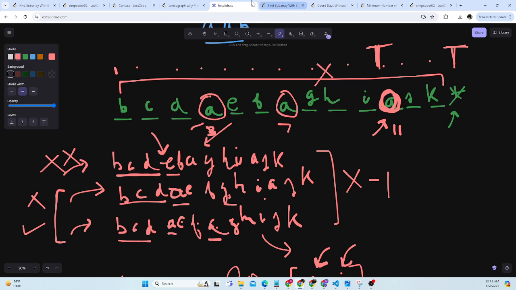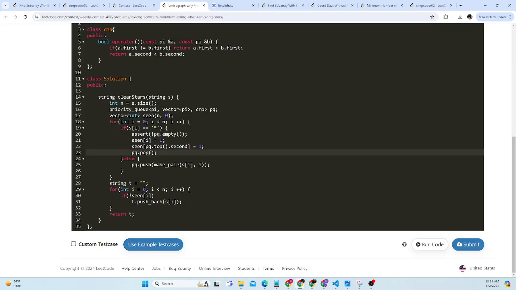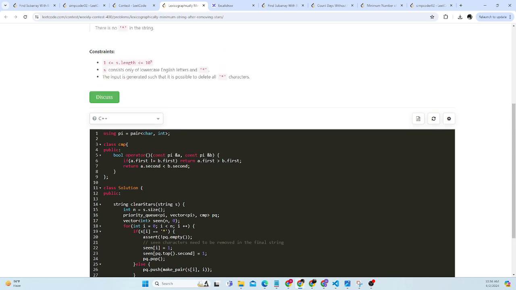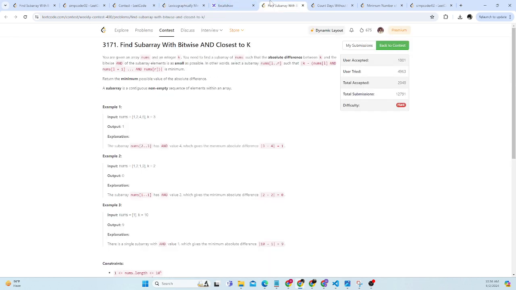In the final, we'll just take those characters which were not seen, because the seen characters need to be removed in the final string. So those which are not seen we'll push into the answer, and we'll return the answer. So this was problem 3. Now let's move to the last problem.